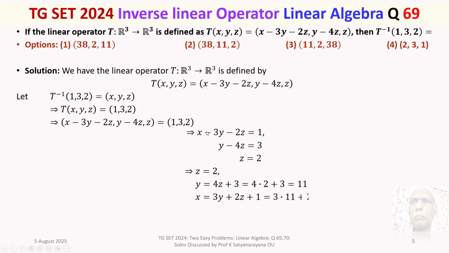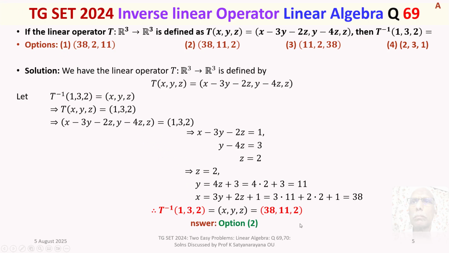Now go up. That is x is equal to 3y plus 2z plus 1. Substitute z is equal to 2 and y is equal to 11. Simplify. You will get x is equal to 38. So T inverse of 1, 3, 2 is equal to x comma y comma z, which we have solved here, is the triad 38 comma 11 comma 2. This triad appears against option 2. Therefore, the answer to this question is option 2. That is the detailed discussion of this simple, straightforward question.